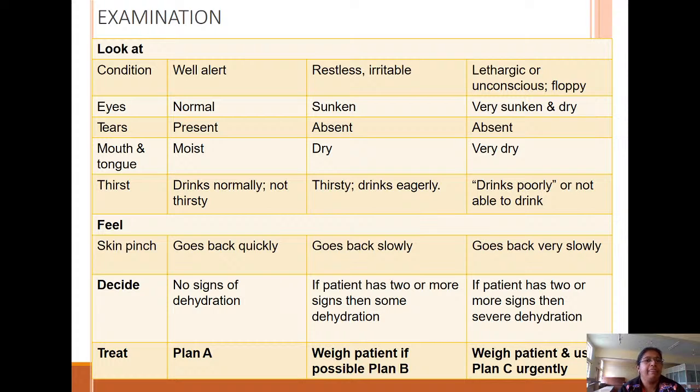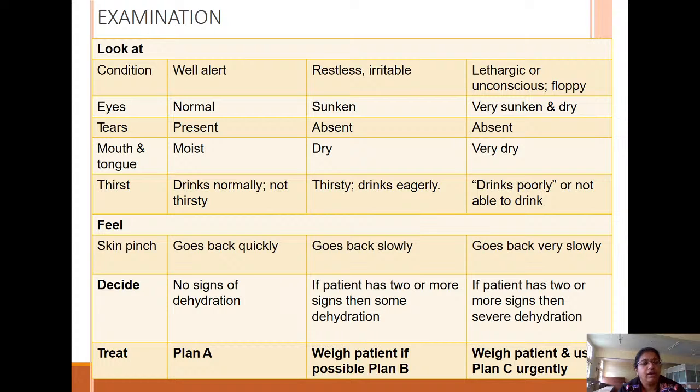Now look at the condition. How is he? How is the child? Whether he is well and alert, whether he is restless and irritable, or whether he's lethargic, unconscious and floppy. Okay, then how are his eyes, whether they are normal, or sunken and tearless. Absence of tears is present in moderate and severe variety.